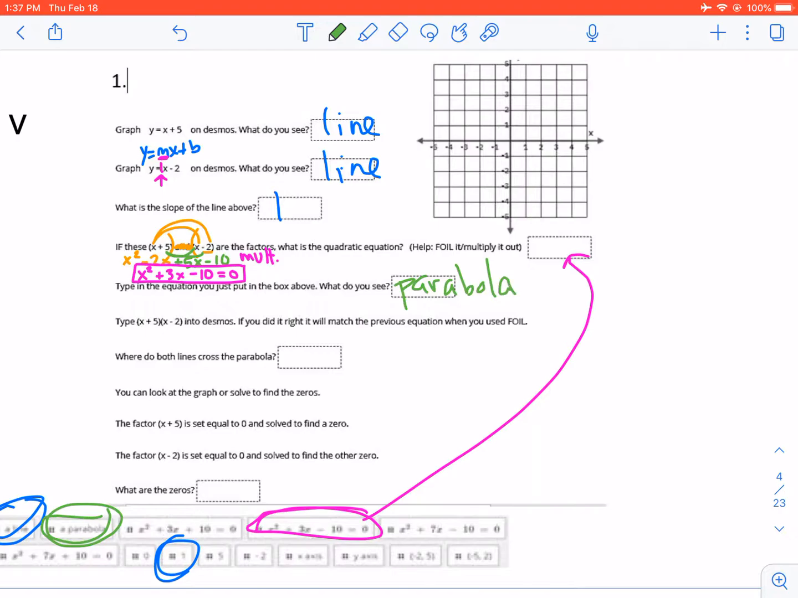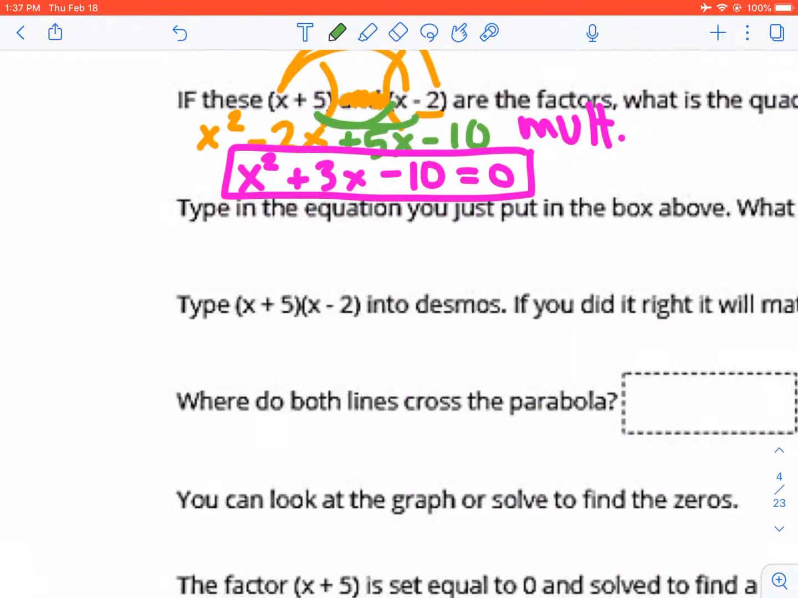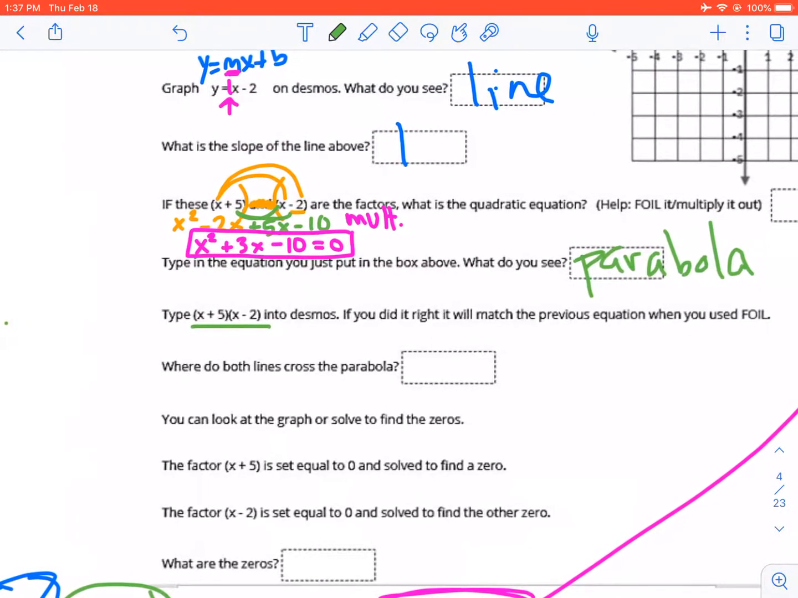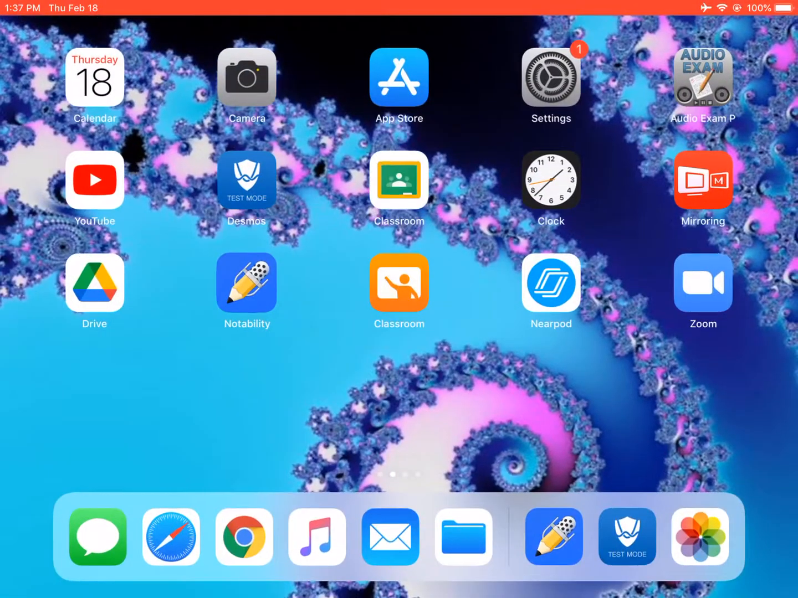And then it says type. And this is what it would look like if we actually wrote it the correct way above, to where there's no word in the middle. Type it into Desmos. What we're doing right now is we're checking, does this equal that? Did we do it right when we multiplied, when we did our foiling, multiplying binomials? So let's go back to Desmos.